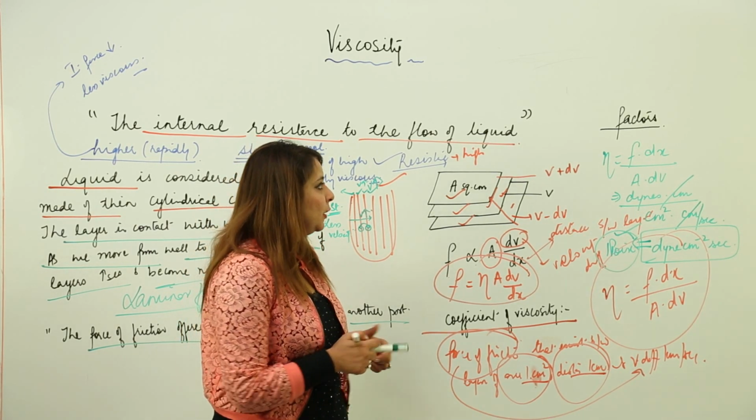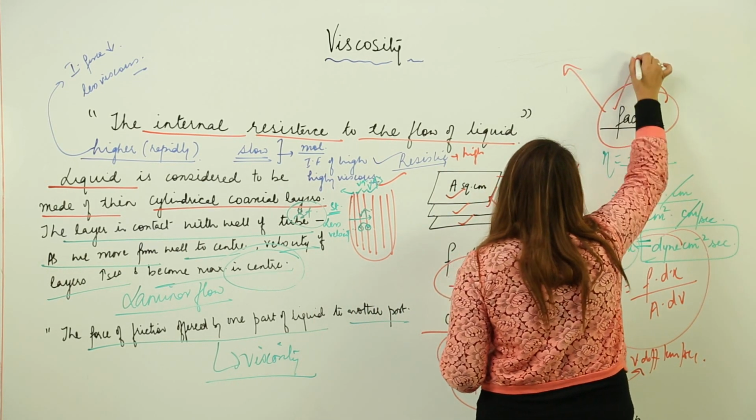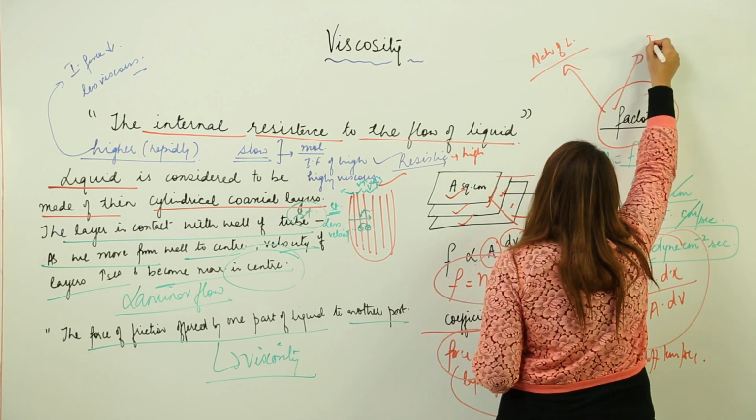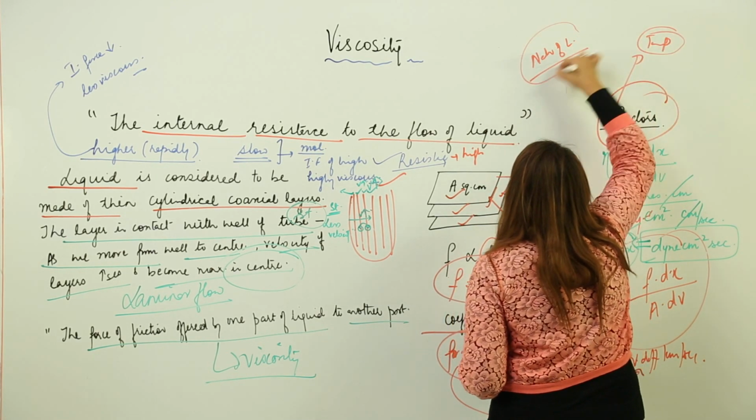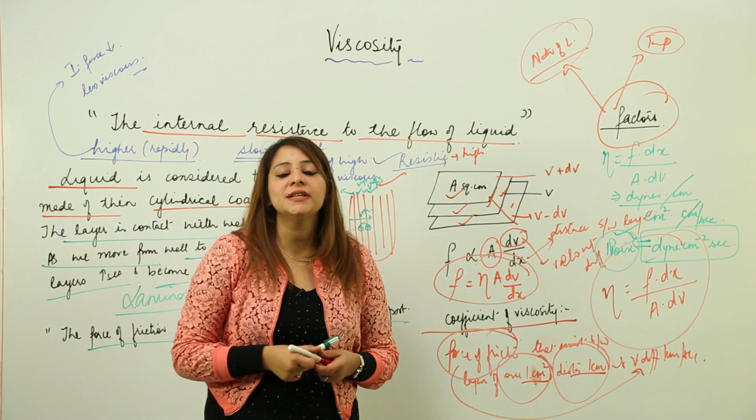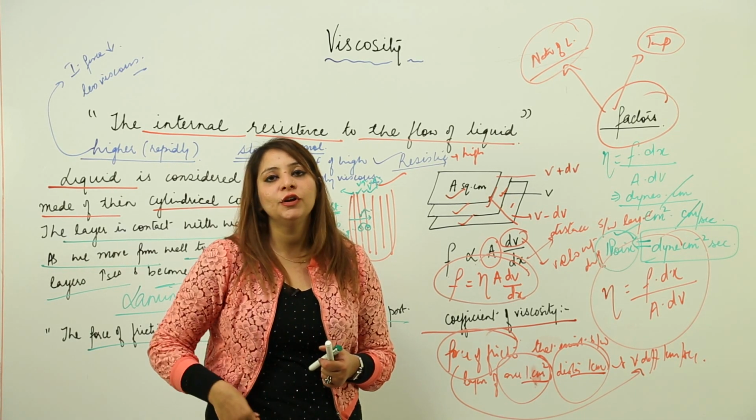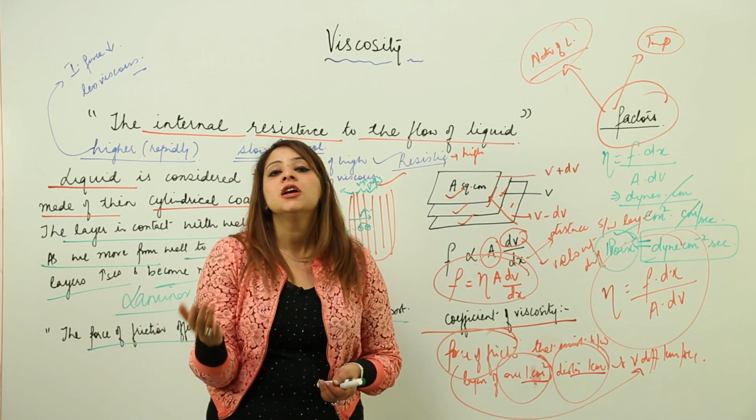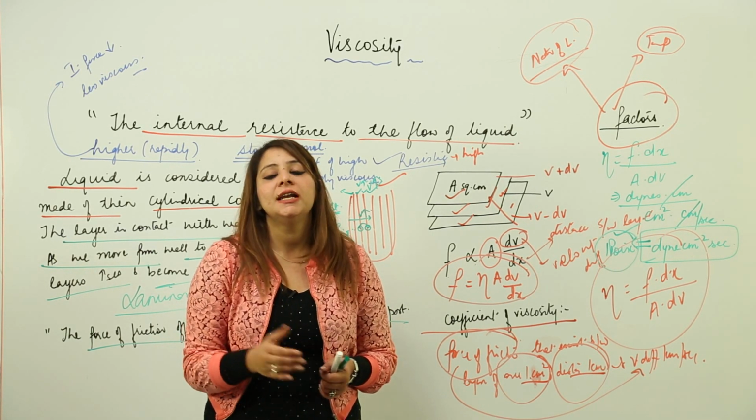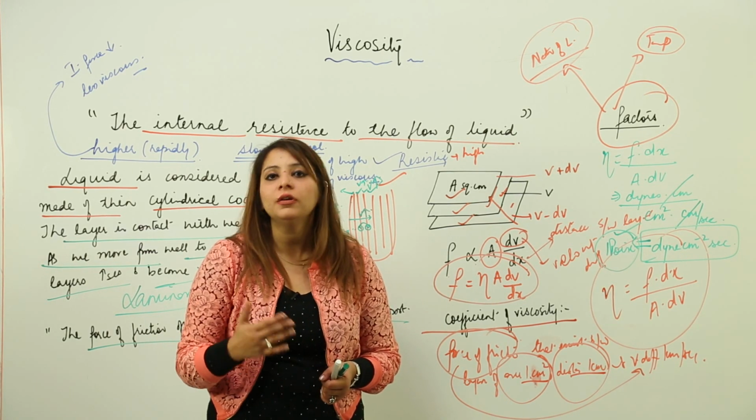Now if we discuss the factors on which the viscosity depends, it depends upon the nature of the liquid, and again it depends upon temperature. So how does it depend upon the nature of the liquid? If the intermolecular force of attraction is high between the molecules of the liquid, then obviously it will not allow the layers to flow. So that means it is going to possess less velocity comparatively. Less velocity means more resistance. More resistance means more viscous.